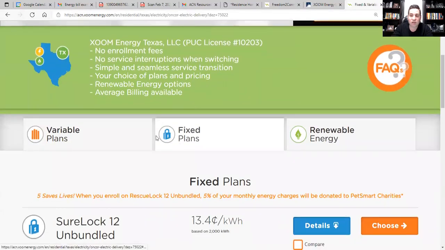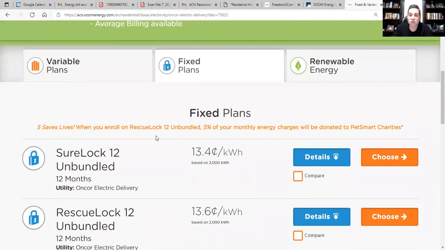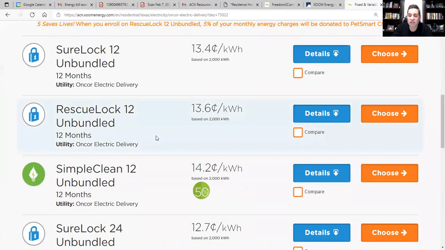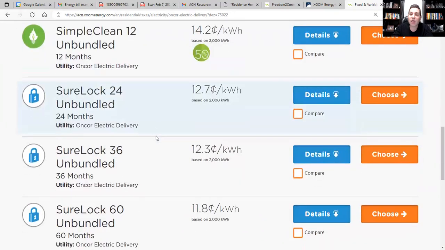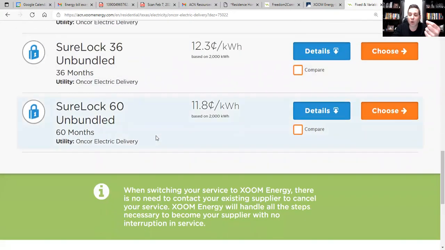Now, what we're seeing here in Texas is a lot of experts are saying that energy prices are rising at an all-time high right now. So our strategy is to lock people in at the longest lock-in rate they can to price protect them as a customer. So I'm going to be referencing this plan right here, the SureLock 60, throughout this video. And you can see how on this plan, they're locked in for 60 months at 11.8 cents a kilowatt. Now that's based on 2,000 kilowatts used per month.